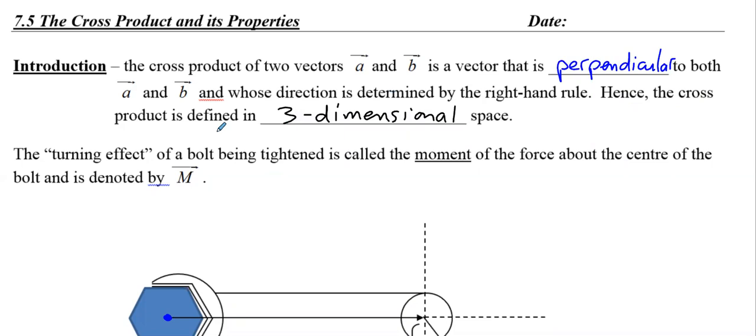perpendicular. Now, this vector quantity can be a force, it can be lots of different aspects, and there's different other interesting applications to this technique. But it is a vector result from taking a cross product.